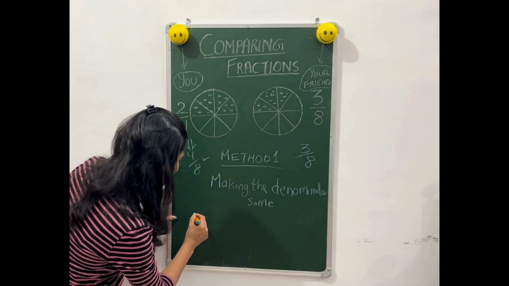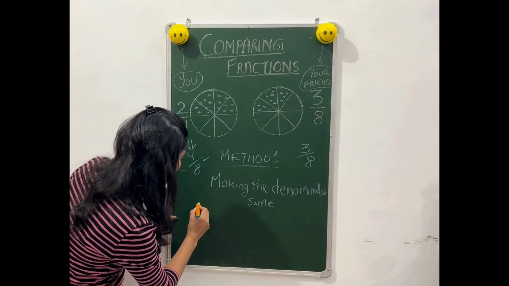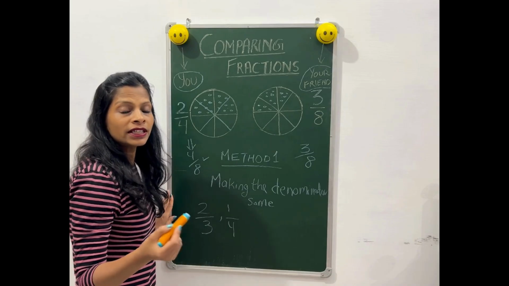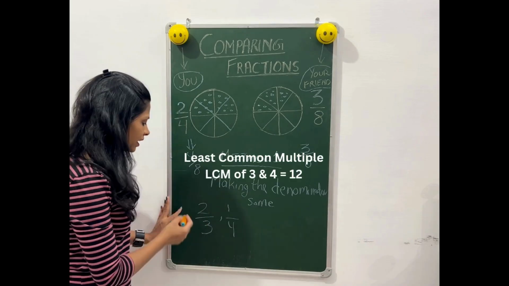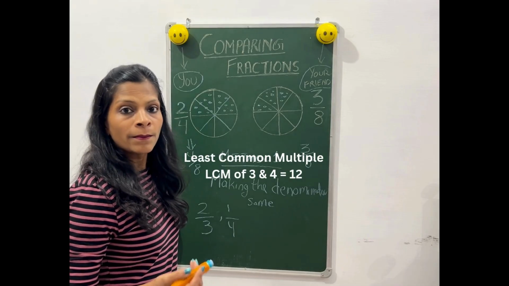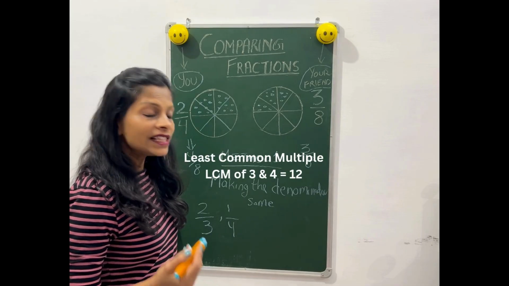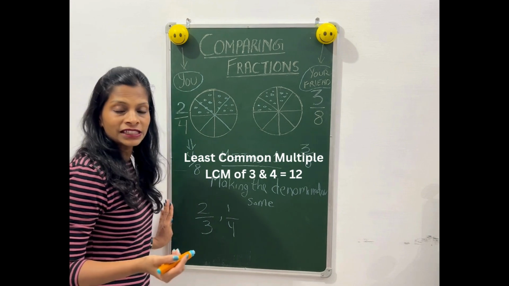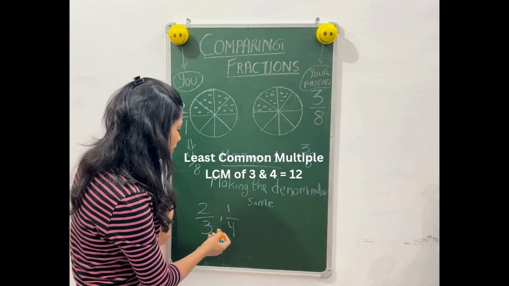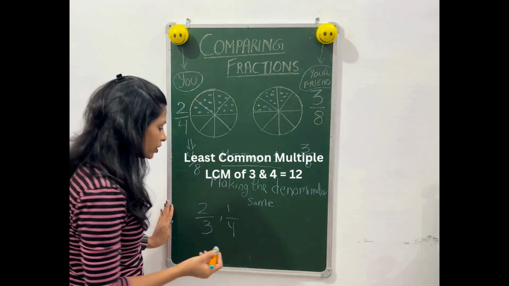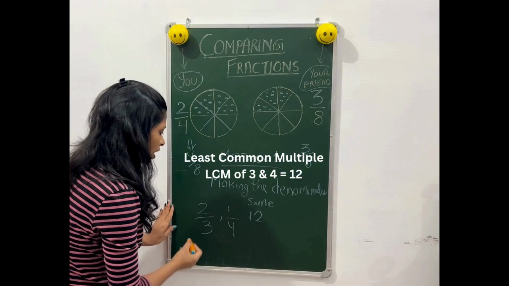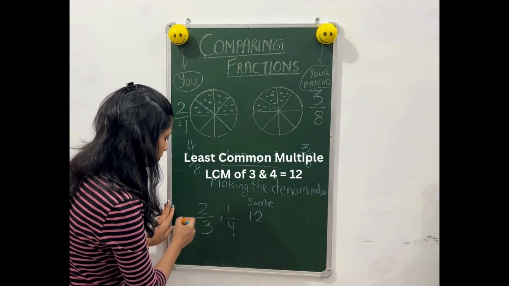Let's say I have another example. I have 2 fractions, 2/3 and 1/4. How do I compare these fractions? In this example, I will have to make the denominator same by finding the LCM of 3 and 4. What is LCM? LCM is least common multiple, and the common multiple or the least common multiple of 3 and 4 would be 12.